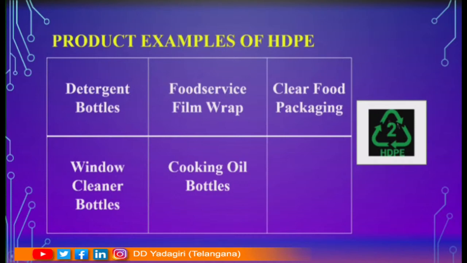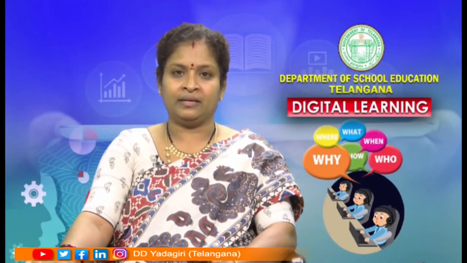Now this is the second code, HDPE, that means high density polyethylene. What are the articles made up of HDPE? Detergent bottles, food service film wraps, clear food packaging, window cleaner bottles, cooking oil bottles, etc. So these are all the articles made up of HDPE, high density polyethylene.